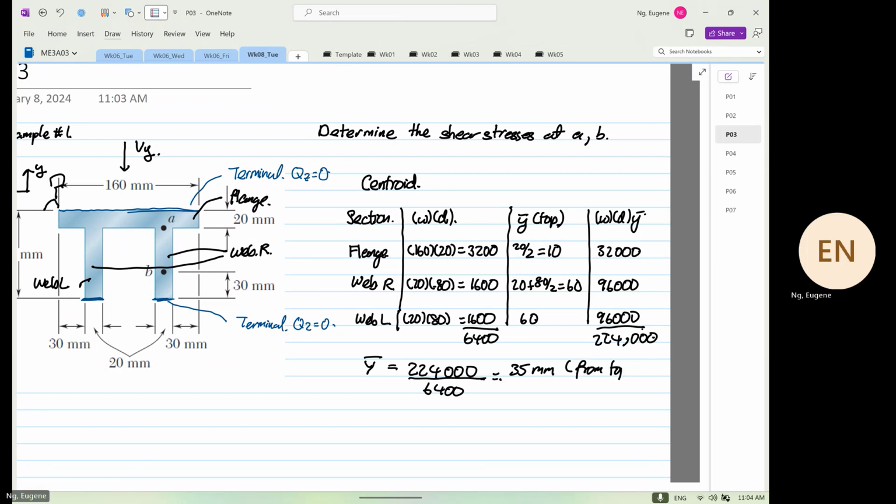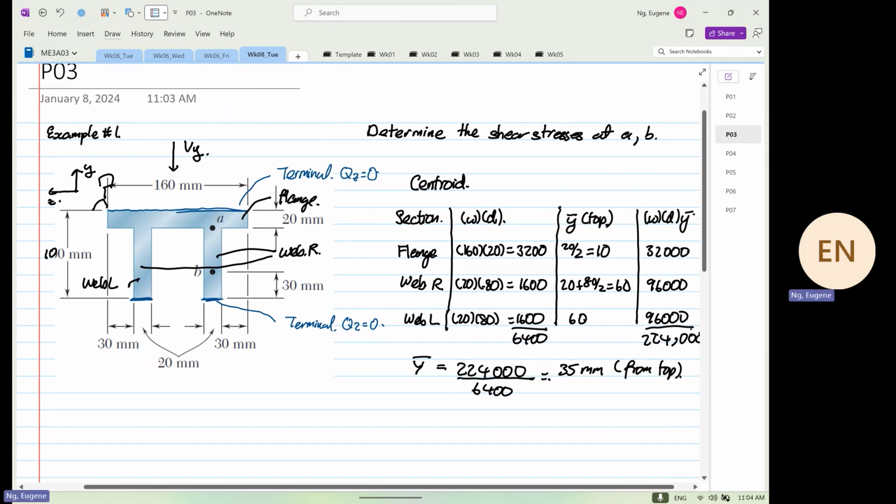From top. Anyone, any question? Did I make a mistake or are we okay? We're okay? Are you okay? You're standing up. Did I make a mistake somewhere or we're good? Okay. So we know our centroid is 35 millimeters from the top.